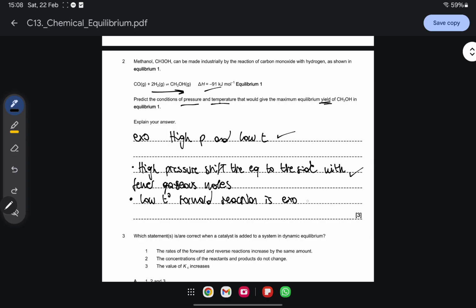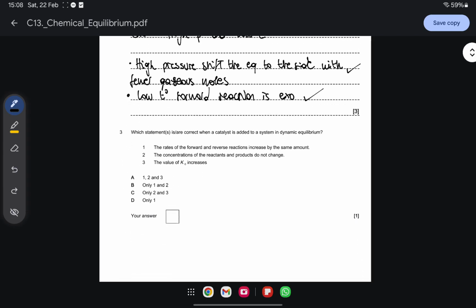1, 2, 3 marks. Remember to explain the favouring of the reaction in terms of temperature and in terms of gaseous moles. Are you ready for the next one? Number 3.